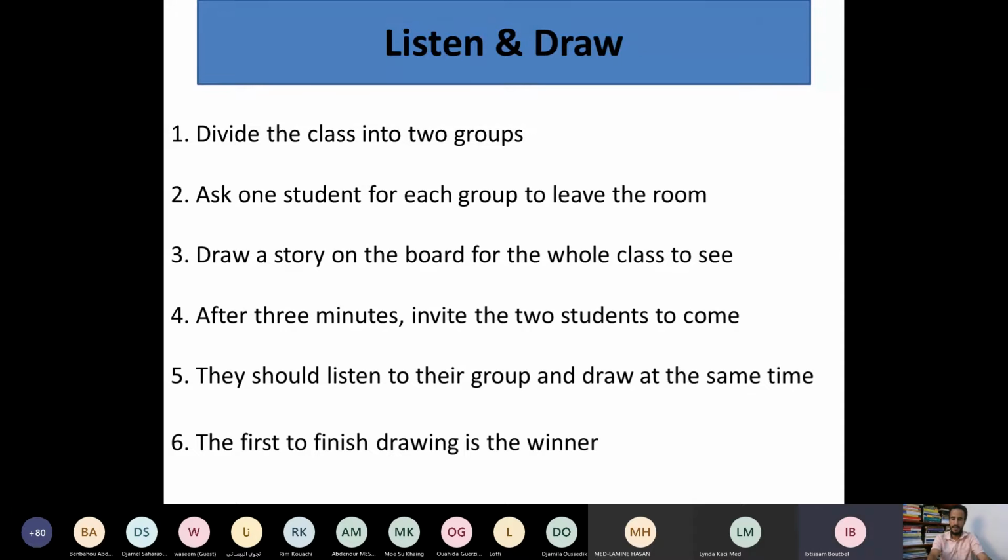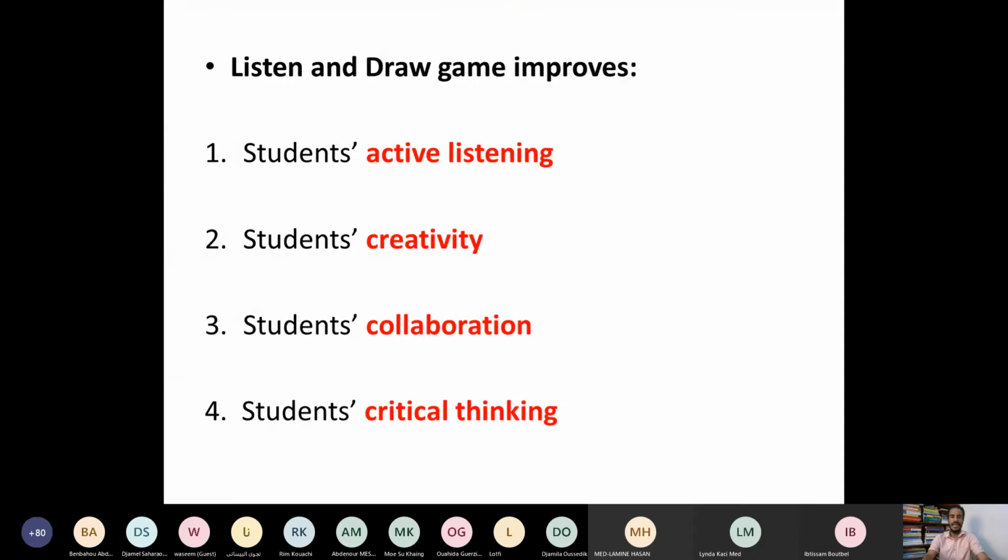Great. So look here. The listen and draw game improves, number one, students' active listening. We want our students to be active listeners. Number two, students' creativity. They are narrating the story and they are drawing. This is creativity. Number three, students' collaboration. They are working together for one goal, which is helping their representatives.